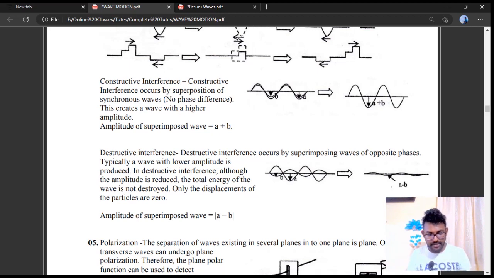Now we already heard that the energy of a wave depends on the amplitude squared. But what if the amplitude reduces? Will it destroy the energy? No, right? The energy is there within the same wave, but the amplitude will be lesser there. Okay. Then the fifth one, the polarization.